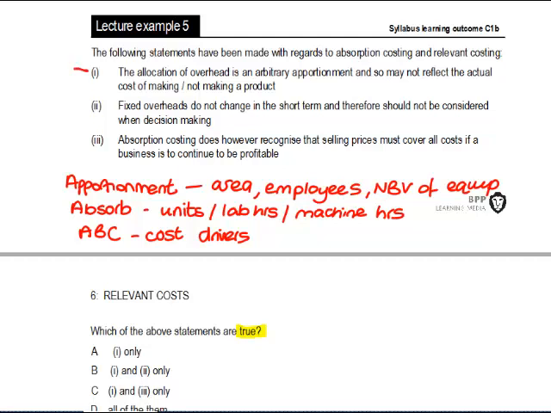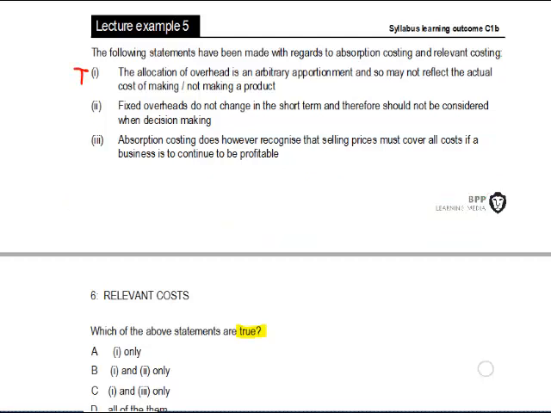So the first statement here is definitely true. The second statement is also true. Fixed overheads do not change in the short term and therefore should not be considered when decision making. If we think about some fixed overheads, things like rents, things like rates, maybe salaries of management or supervisors, depreciation of equipment that we use either in the factory or in the offices, then those are things that we actually commit to for a fairly long period of time.